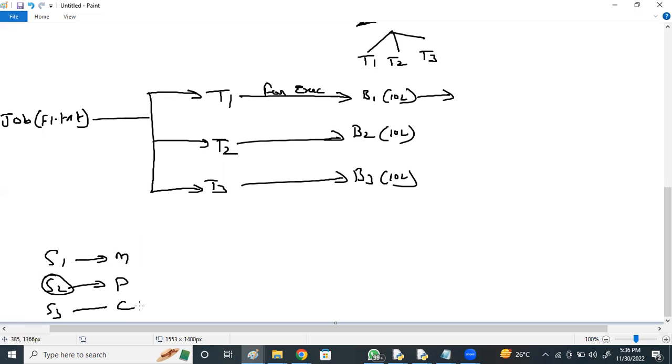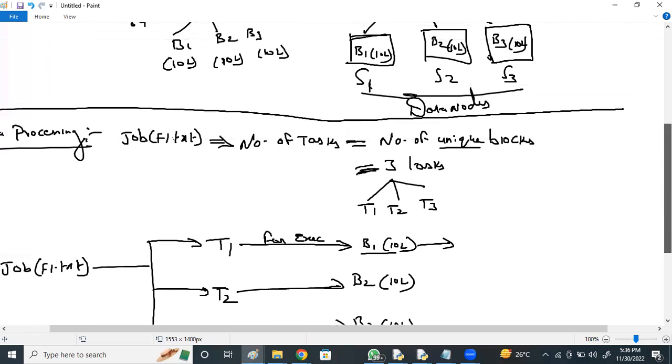If any task is related to chemistry, I need to assign it to S3 only, no other choice. If any task is related to mathematics, you need to assign it to student 1. So depending upon the task, the B1 block should be executed by S1 only, no other choice.